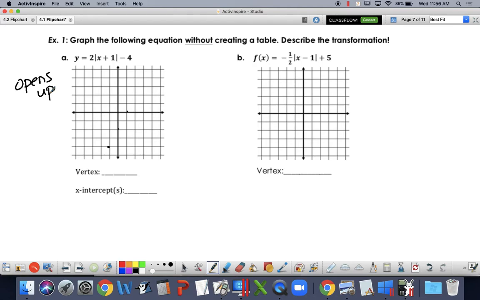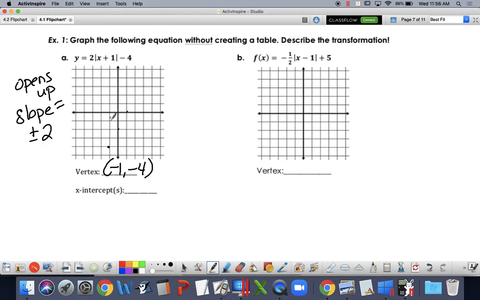What is going to be the slope of it? Positive negative 2. I just look at the a value, or the number right in front of the absolute value bars. And then looking at that, what is my vertex? I take the opposite of the x. -1, -4. Now your notes ask you for the x-intercepts, but we won't know the x-intercepts till we graph it. So let's graph it and see if we can clearly see what the x-intercepts are.